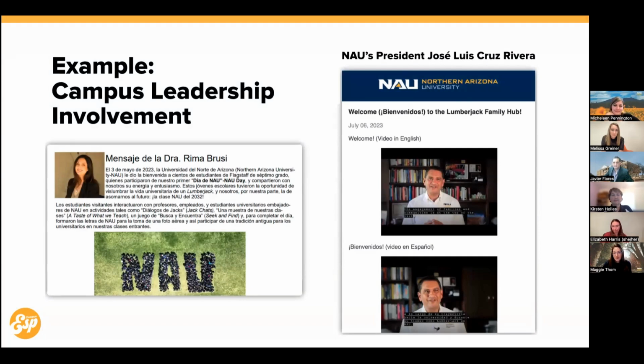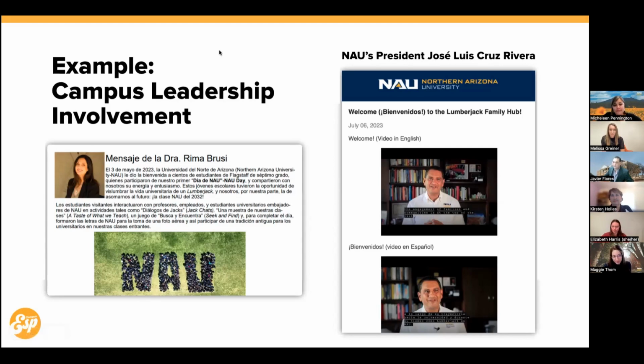Yeah, definitely. This is something that we're always really excited about. We consider ourselves super lucky. Our campus leadership, including both our president, Dr. Jose Luis Cruz Rivera, and his wife, Dr. Rima Brusi, they're both super passionate about access. They're always eager to get involved to ensure that our Spanish-speaking families both have access to resources and also feel a sense of belonging here at NAU, that we're very inclusive.